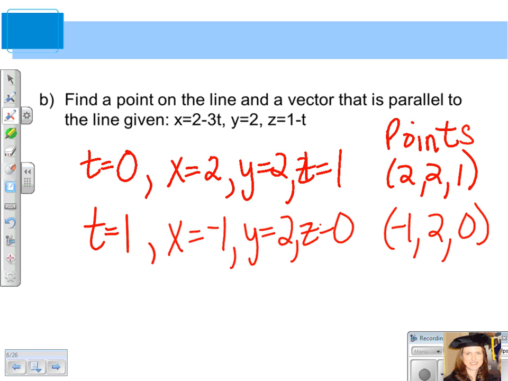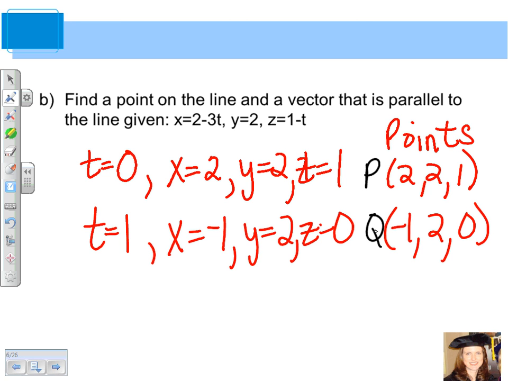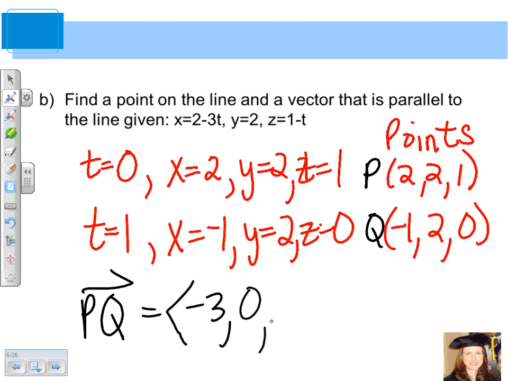And to find a vector that is parallel to the line, let's use the 2 points, P and Q. Those are both on the line. If we find the vector PQ, that vector is going to be parallel to the line. So the components of that parallel vector would be negative 1 minus 2, which is negative 3, 2 minus 2, which is 0, and 0 minus 1, which is negative 1. So we found 2 points on the line, and we found a vector that is parallel to the line.